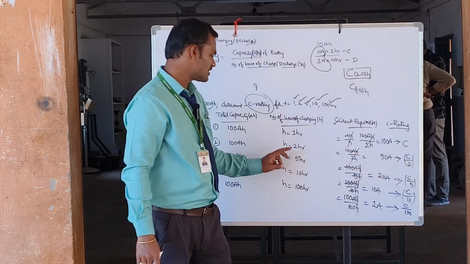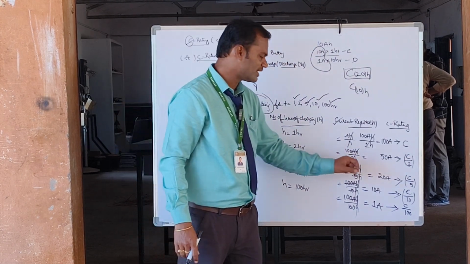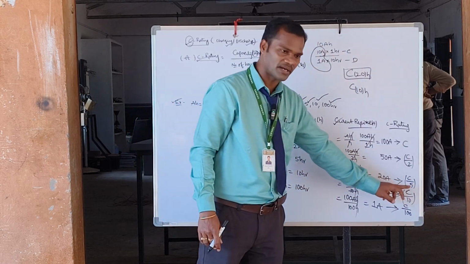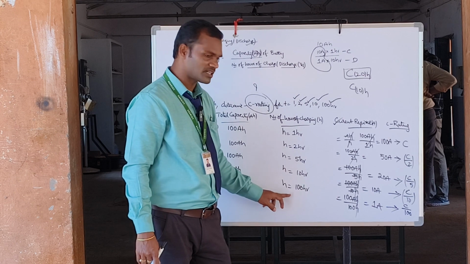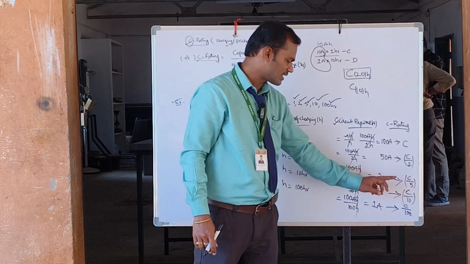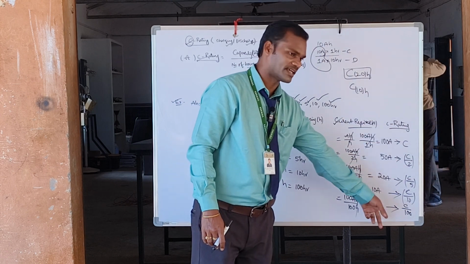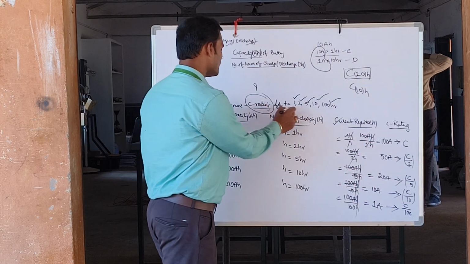C by 2, if it is discharged for 5 hours, what is the C rating of a battery? C by 5, if it is discharged for 10 hours, what is the C rating of a battery? C by 10, so if it discharged for 10 hours, what is the C rating of a battery? C by 100. Okay, so C rating are defined like this.